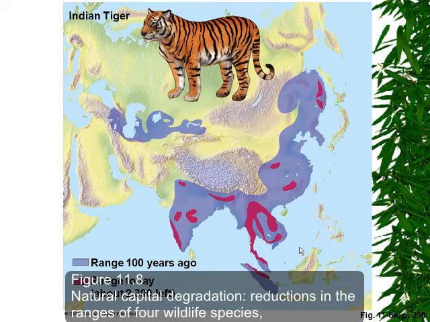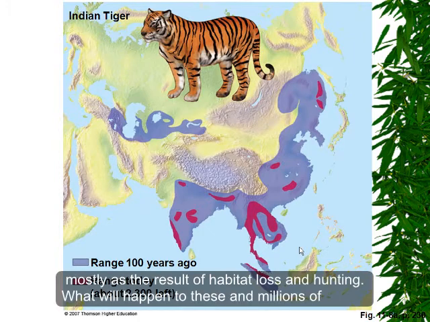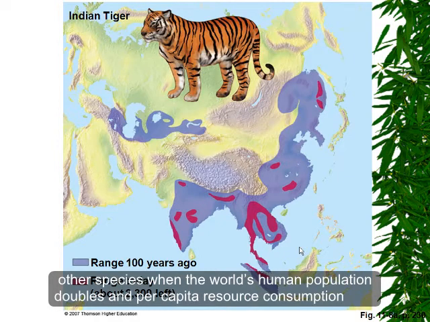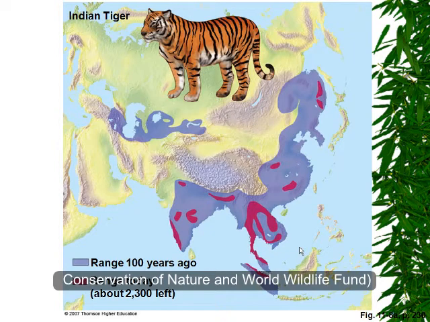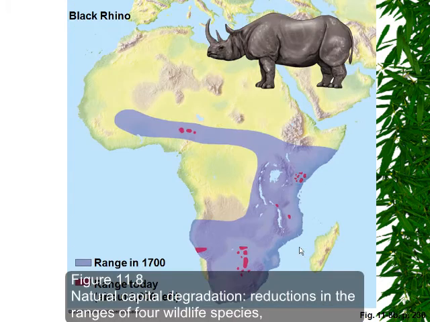Okay, so looking at some of these species, we have the Indian tiger. 100 years ago, you saw a huge range. I mean, they were everywhere. There's only about 2,300 left today, and you can see a much, much smaller range. So this would be like an ecological extinction. Their range is significantly smaller.